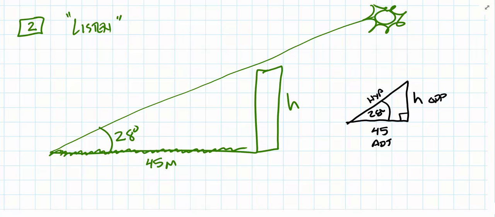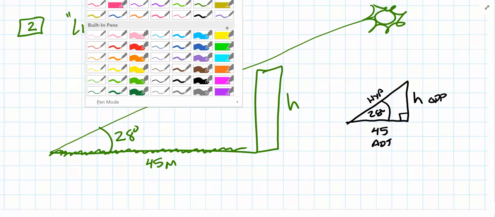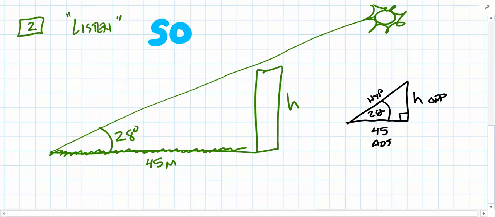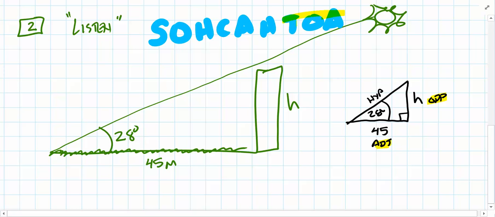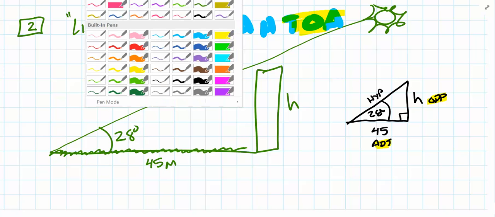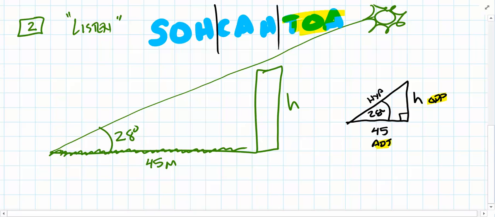So which trig function are we going to use? Remember SOHCAHTOA. What do we have? We have opposite and we have adjacent. I'm thinking that we're going to use tangent, because we have the opposite and we have the adjacent. It's either sine, cosine, or tangent. We're going to use tangent because we have the opposite to the adjacent.